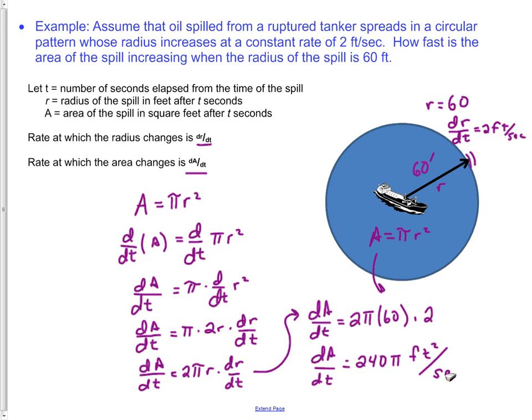And if we were really interested, we could go ahead and use our calculator and multiply 240 times the number pi and get whatever that actual value is. But for our purposes, that's great. That's what we wanted.